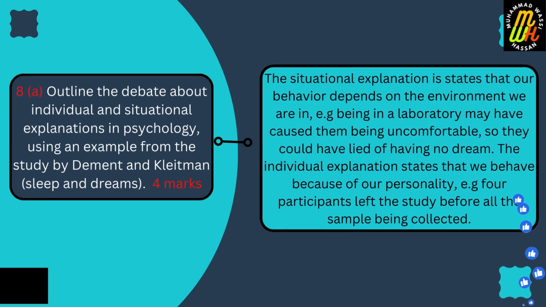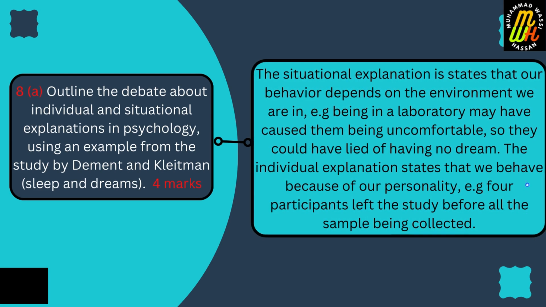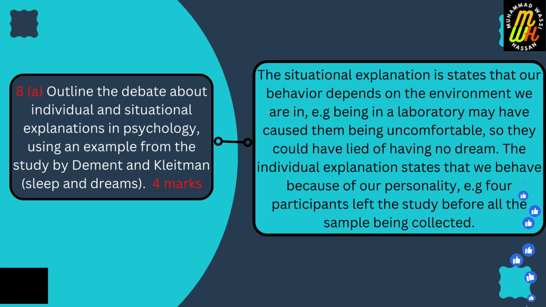Question 8. A part. Outline the debate about individual and situational explanations in psychology using an example from the study by Dement and Kleitman, sleep and dreams. 4 marks. The answer is the situational explanation states that our behavior depends on the environment we are in. For example, being in a laboratory may have caused them to be uncomfortable, so they could have lied about having no dream. The individual explanation states that we behave the way we do because of our personality. For example, 4 participants left the study before all the sample was collected.